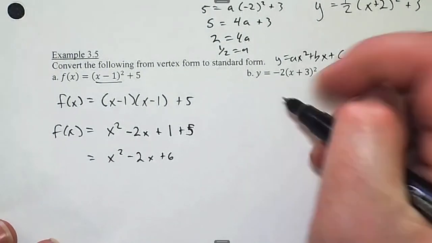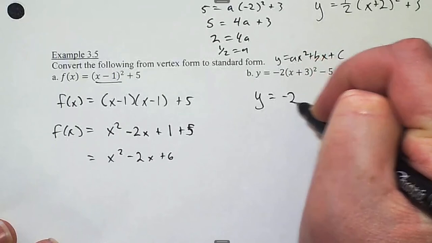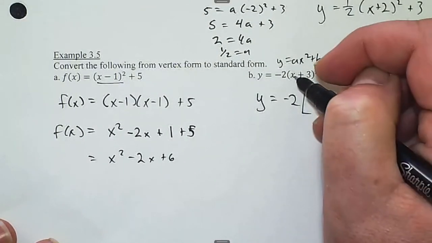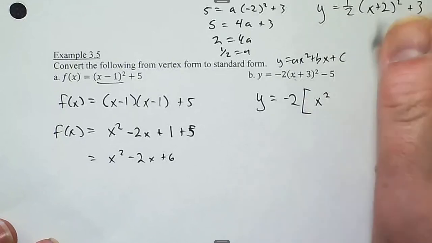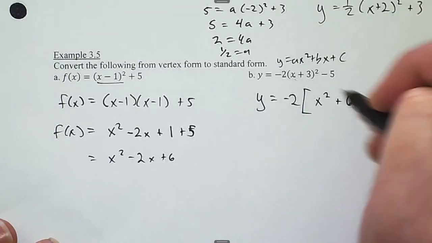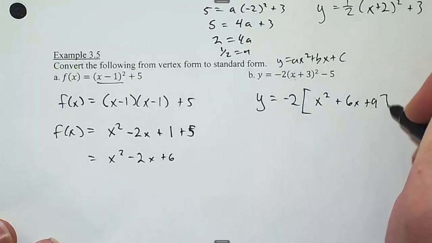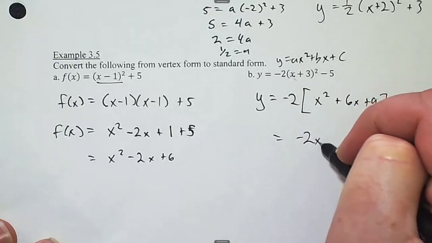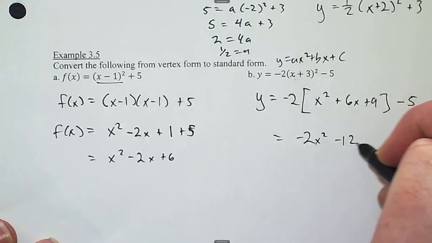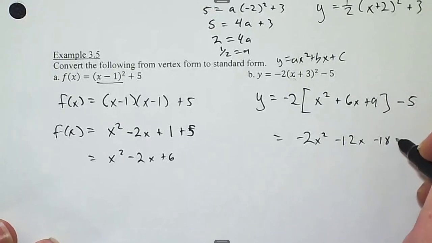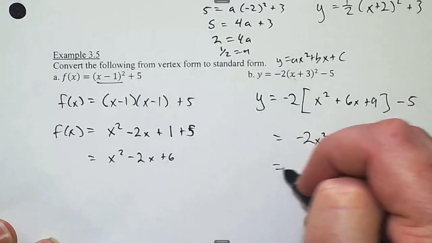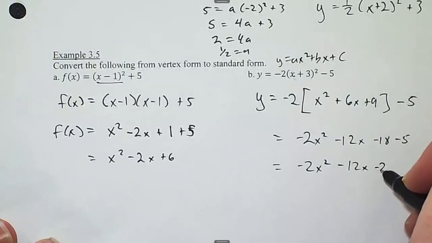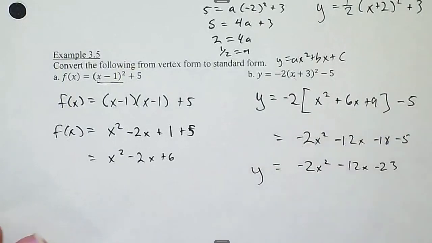On the next one, we just need to be careful with the negative 2. Square the binomial, square that, multiply the two together and double it, and then square that. Then we'll distribute. And combine like terms. And that's our equation.